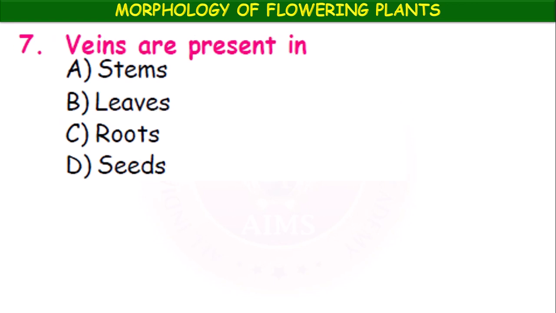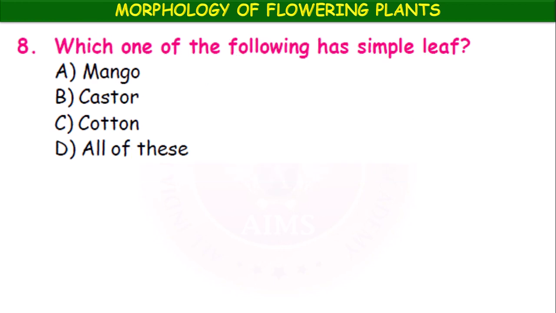Veins are present in stems, leaves, roots, seed. So if you take a leaf, the leaf consists of a midrib. From the midrib, several mesh-like, thread-like structures are produced. What do you call these? These are called veins. Veins are present in which part of the plant? Leaves. What is the function of veins? They contain transport tissue and help in the transport of substances.